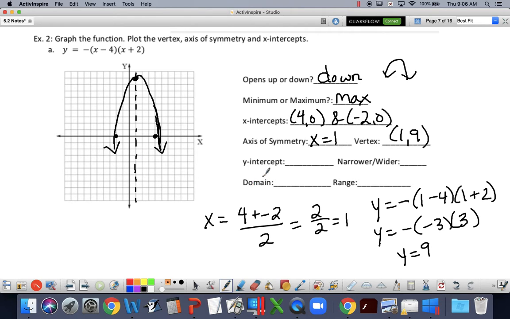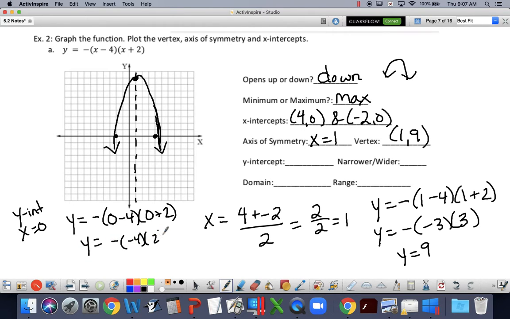Now it does ask for the y-intercept. So in order to find the y-intercept, I'm going to do the same process that I did last time. For a y-intercept, I'm going to plug in x equals 0. So let's figure out what we got there. When I do that, I get +8. Oh, good. That's exactly where I put it. I should have reflected this and drawn that a little bit better. There we go. So my y-intercept is at (0, 8).